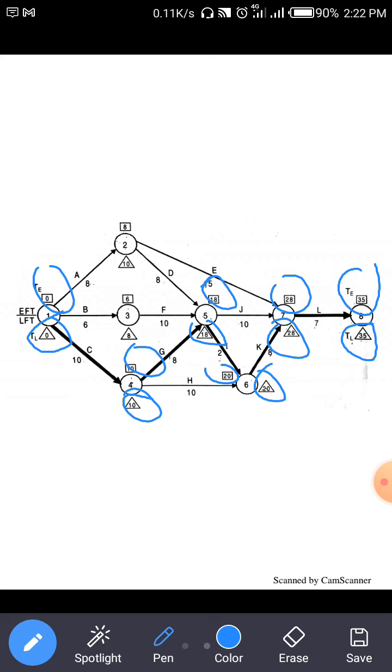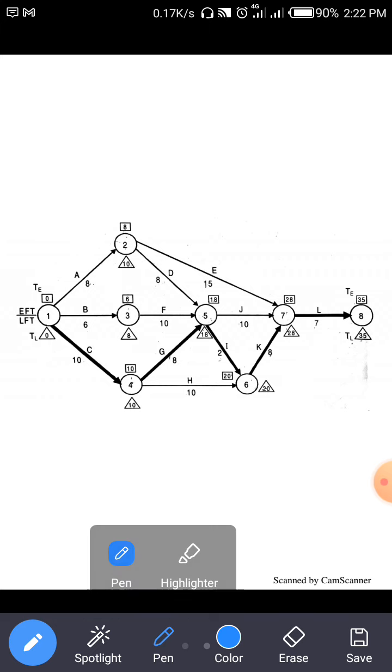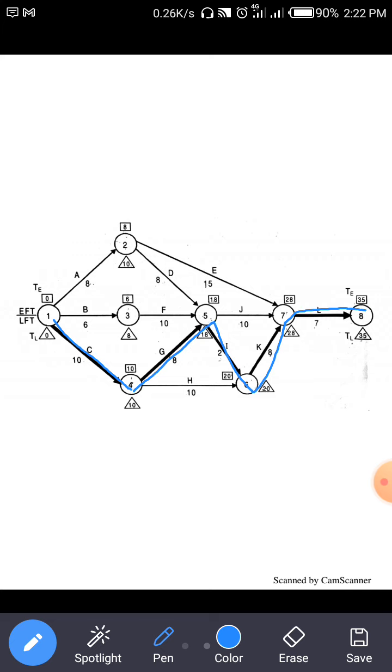So here the critical path is the longest path of the network diagram. So here the longest path is highlighted by the dark line. See this dark line? This is generally highlighted by a dark line. So this is the longest path of the network diagram, so it is known as the critical path.